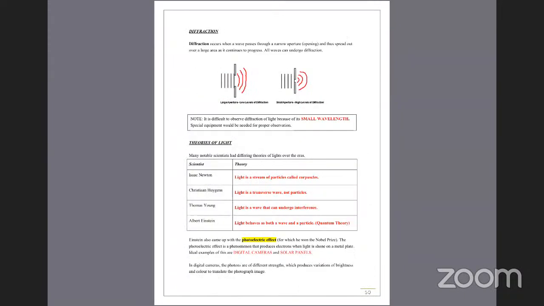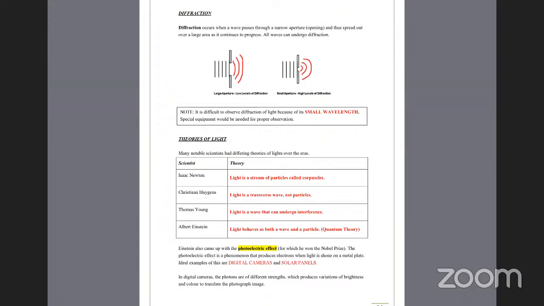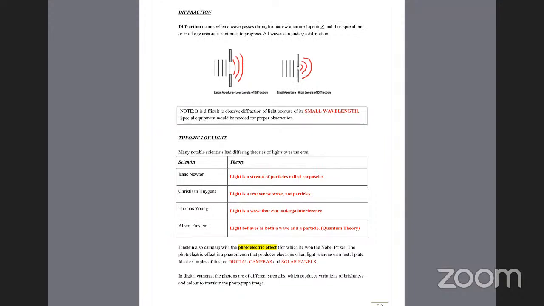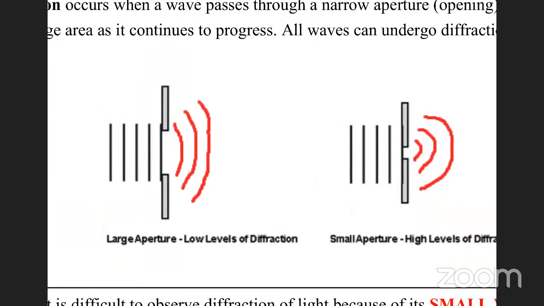All right. The next phenomenon, no calculations for this phenomenon. For diffraction, all you need to know is the definition and how the size of the aperture affects the spreading of the waves, right? If we look again here, the smaller it is, the greater the spreading.